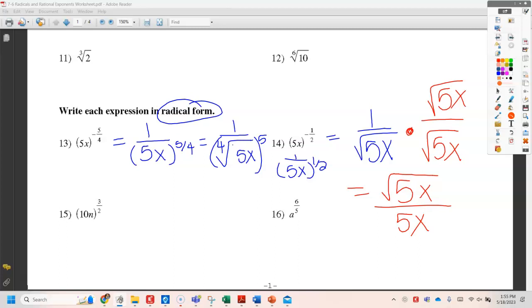Now, hit me with my questions. Tell me the title on the page and what problem number. Yep.